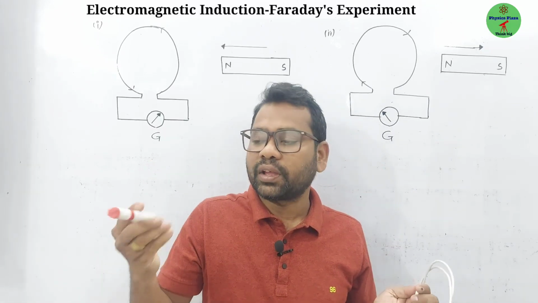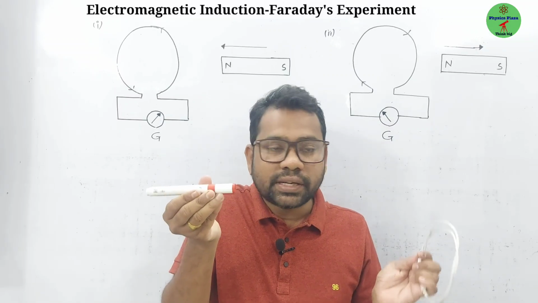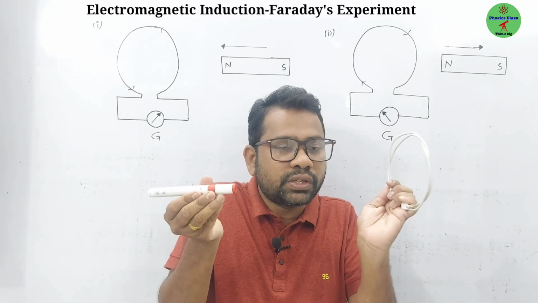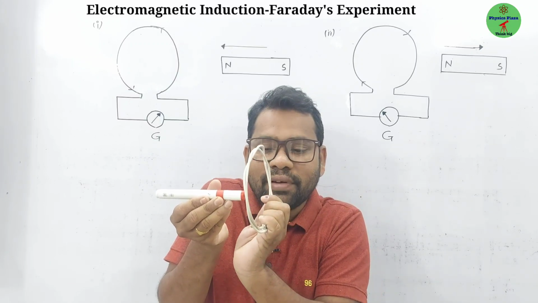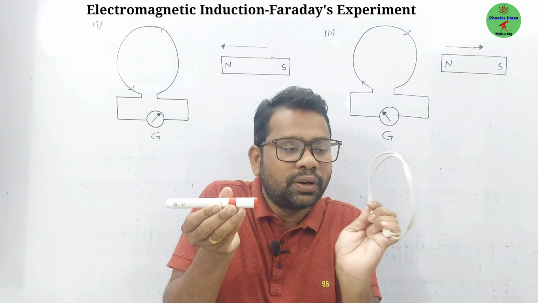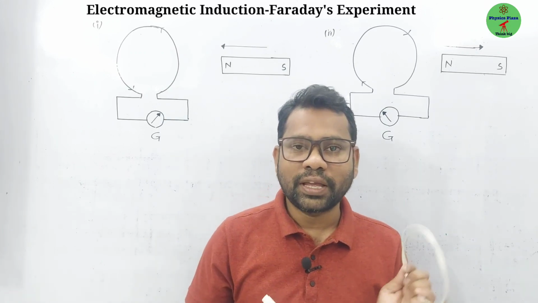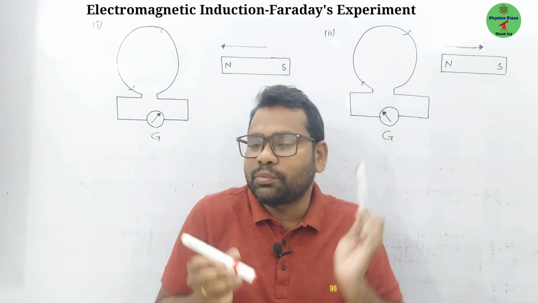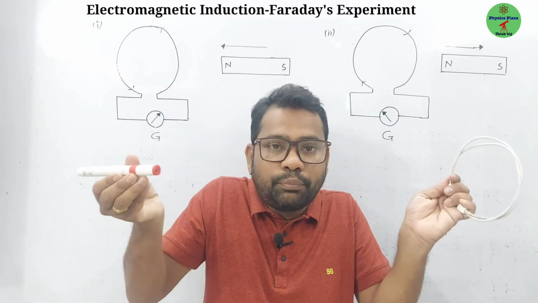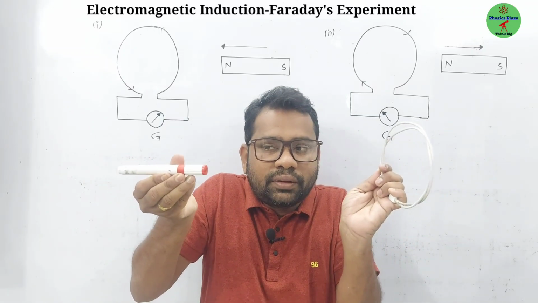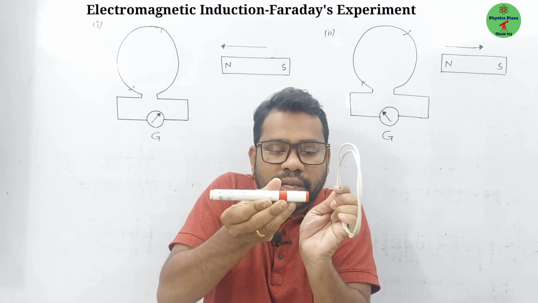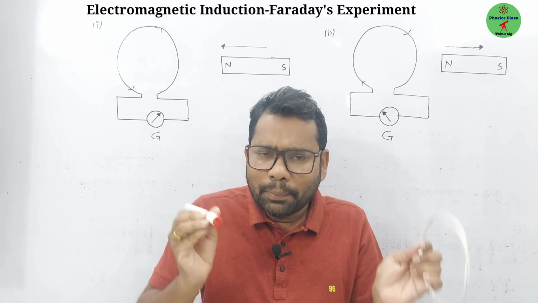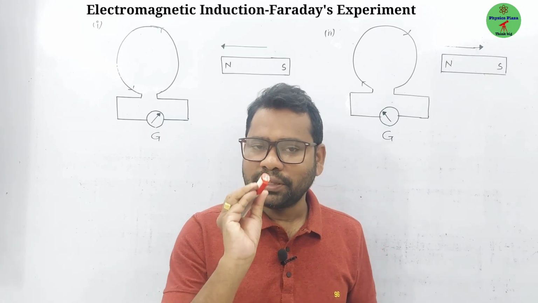Now the second case: the bar magnet is at rest and the coil is moved towards it. Still deflections are found. Even when it is taken away from the bar magnet, deflections are found. Case 2: magnet is at rest, coil is in motion. Case 3: both are in motion, both pushed together or both taken away. But children, here one surprising thing is found.